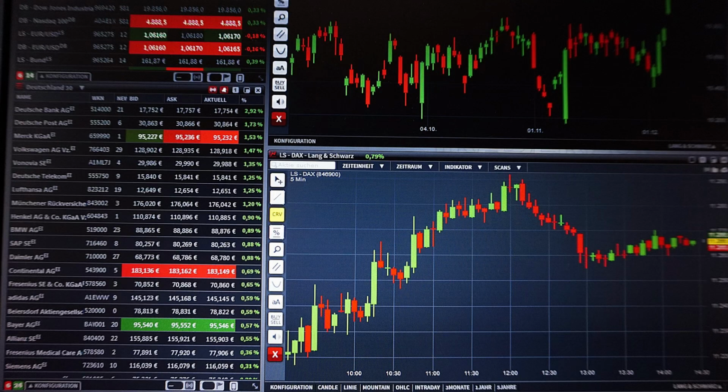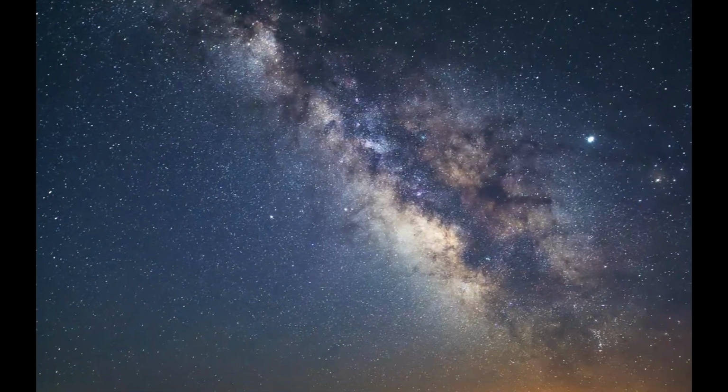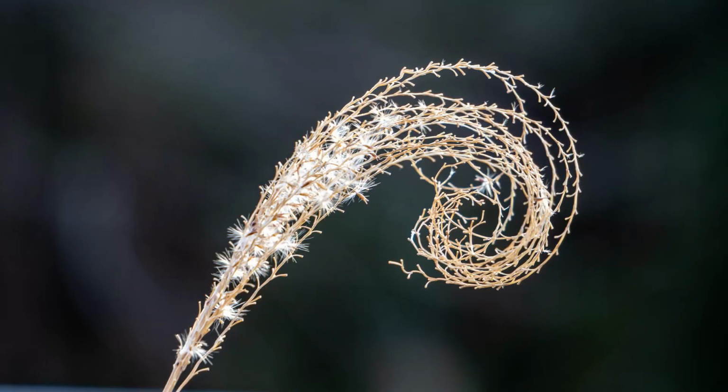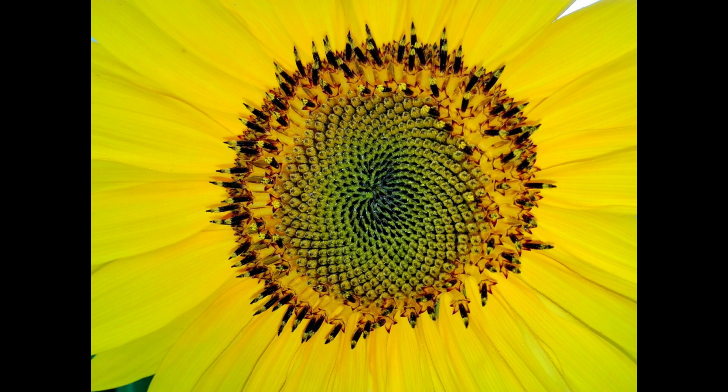Interestingly, this sequence is not only found in financial markets, but also appears frequently in nature, such as in the growth patterns of plants, the structure of galaxies, and even the arrangement of sunflower seeds.